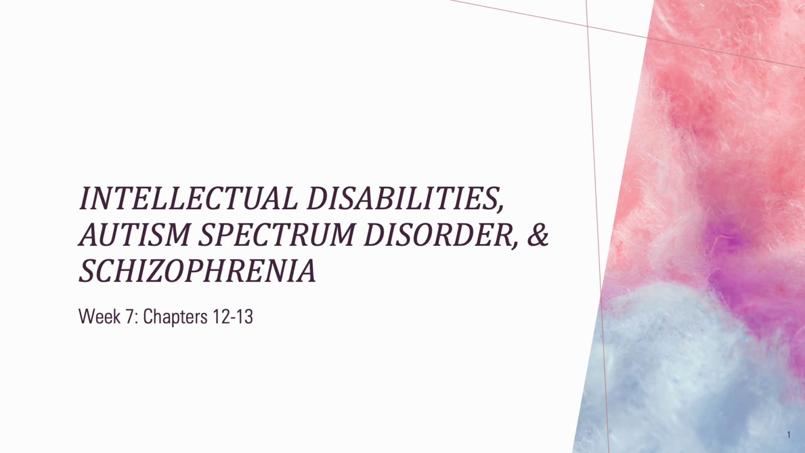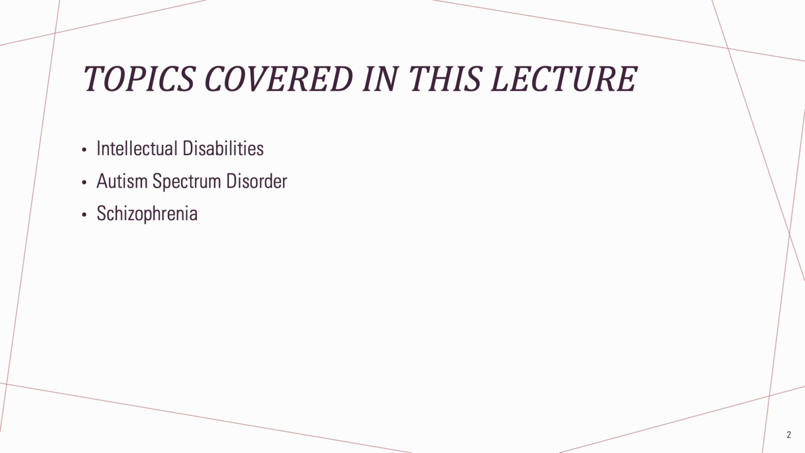Hi everyone. So for this week, we're going to be covering chapters 12 through 13, which is on intellectual disabilities, autism spectrum disorder, and schizophrenia. We're going to start by covering chapter 12, which is on intellectual disabilities, and then we'll move on to chapter 13 and spend most of the time talking about autism spectrum disorder, but we'll also talk a little bit about schizophrenia, specifically childhood and adolescent onset, since your book also covers that in that section.